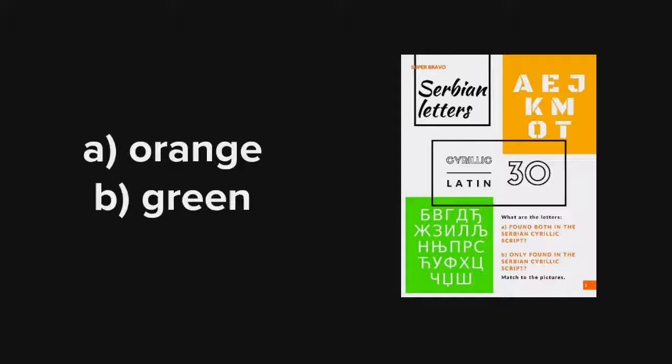And now I present to you letters found in Latin and Cyrillic Serbian. That's the first box, the orange one. And letters found only in the Cyrillic script. That's the green box.